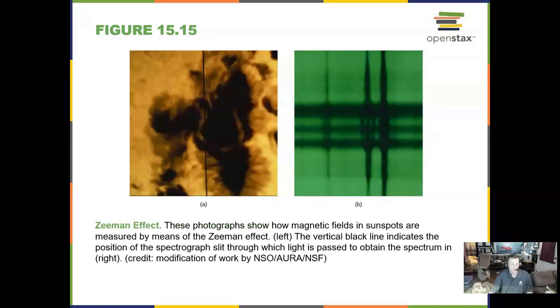If we look at a sunspot and its magnetic properties, it will have an effect on spectral lines, looking at the chemicals, and the spectral line will split into two arcs, right here on the right. That is called the Zeeman effect, and it measures the amount of the magnetic field in the sunspots.